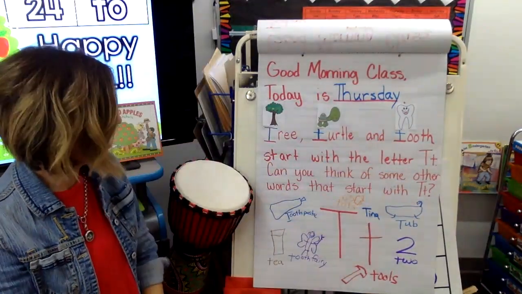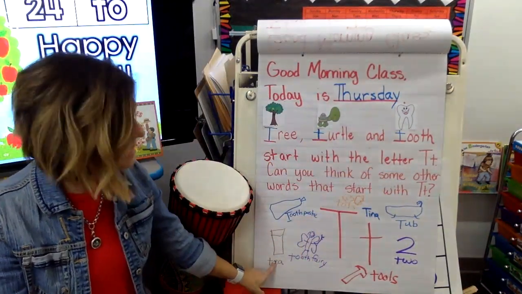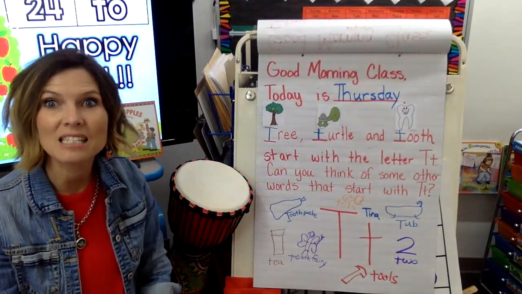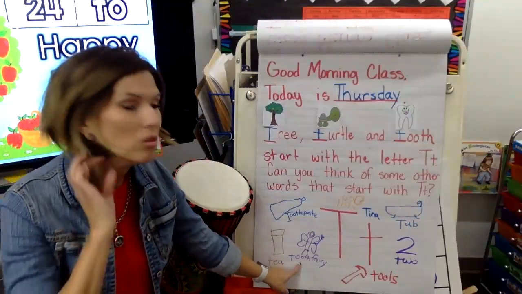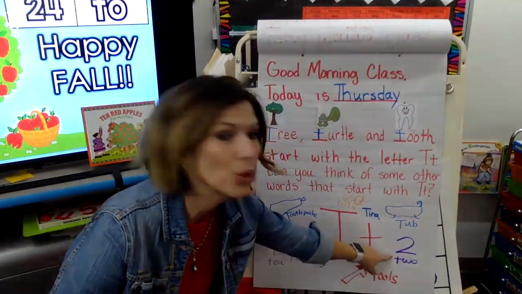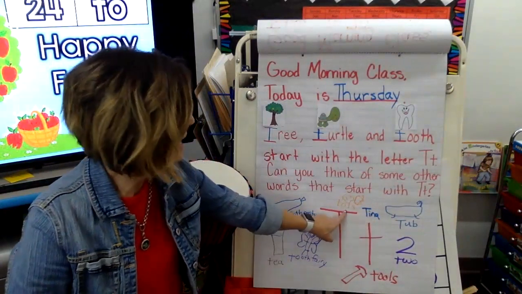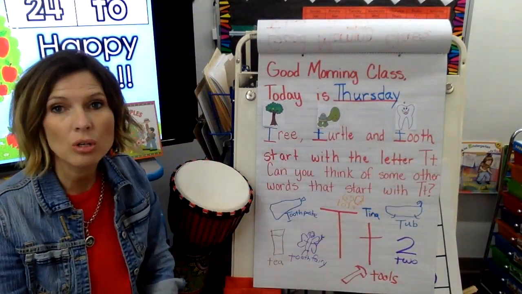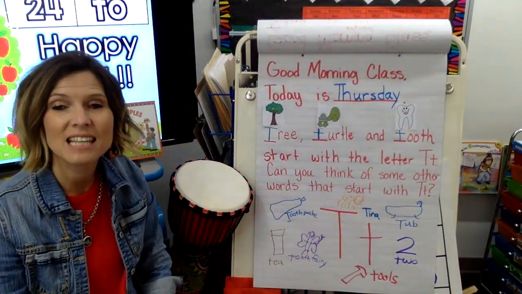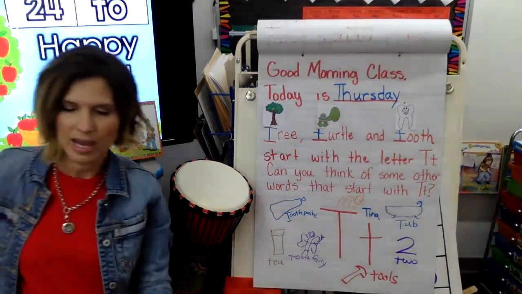Looks like a cross. All right, so we came up with toothpaste, tea, gotta have a glass of iced tea, tooth fairy, tools, the number 2, tub, Tina, and tots. Those are words that start with a T sound, the T sound. Let's go over our letters really quick.